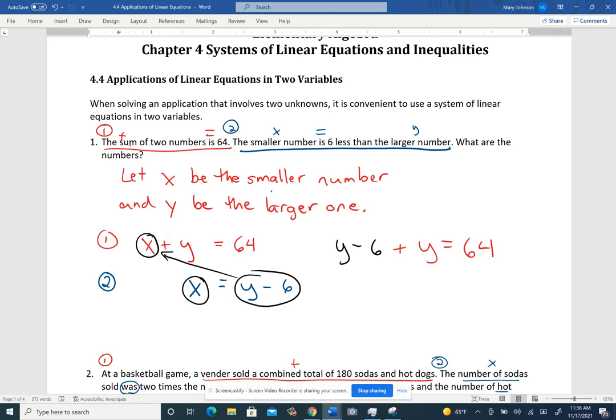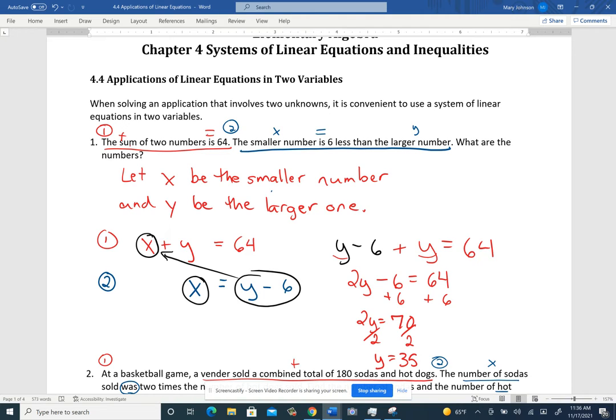So now I have an equation that just has y's in it. These two y's are on the same side of the equal sign, so I'm just combining them. 1y plus 1y would be 2y. Minus 6 equals 64. So then I'm going to go from there and just add 6. So that's going to give me that 2y equals 70. And then when I divide by 2, I wind up with y equaling 35.